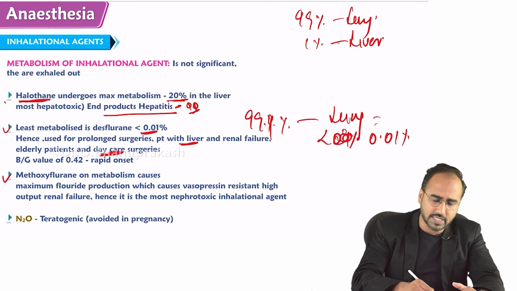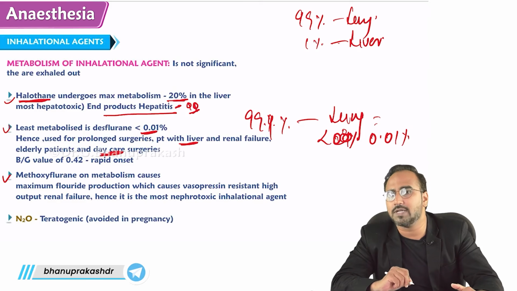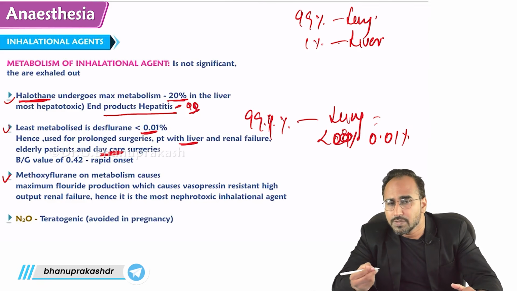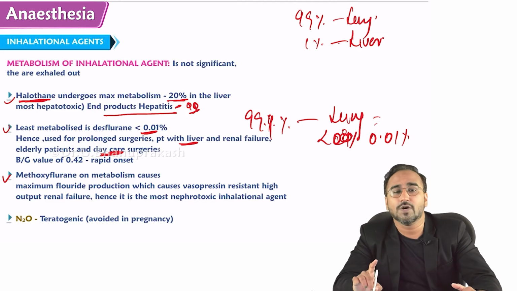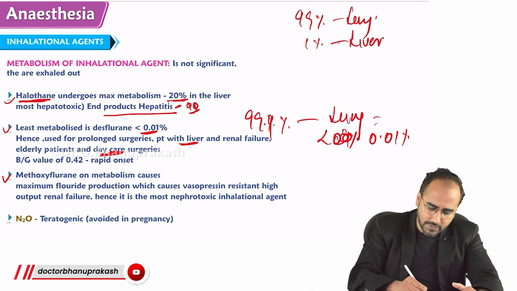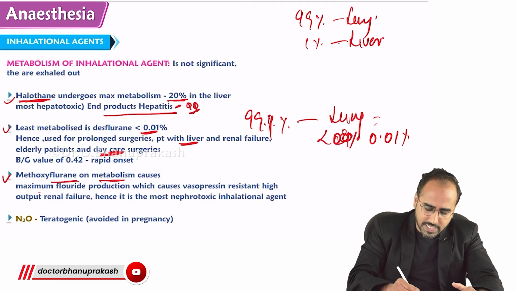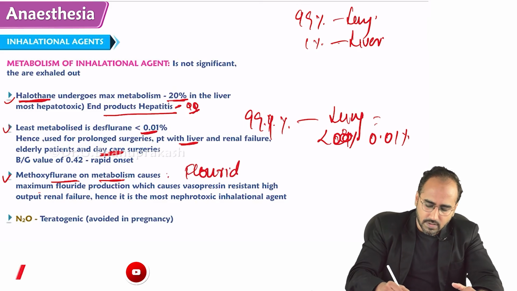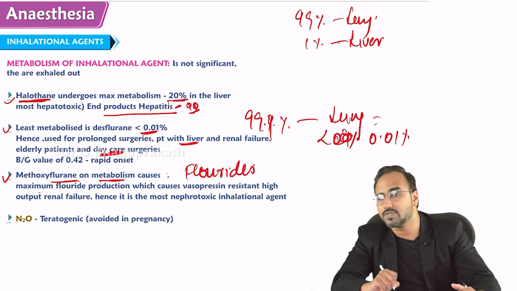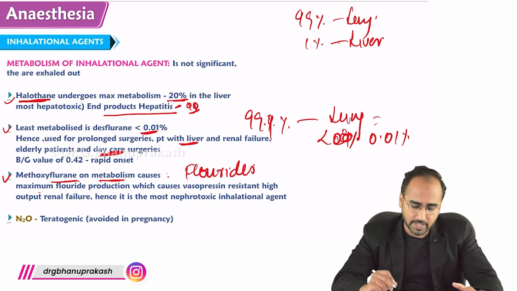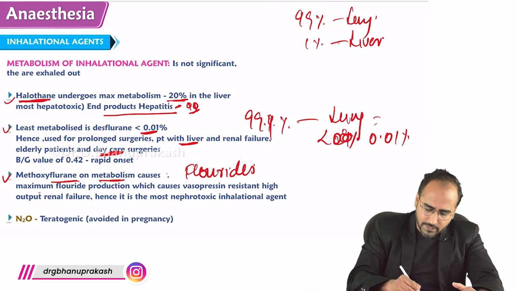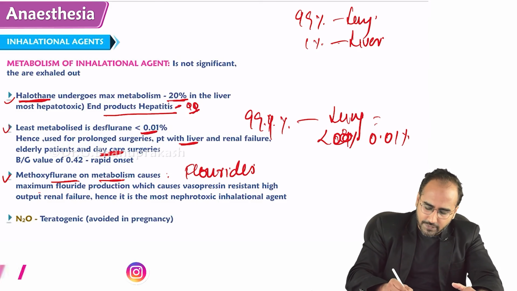The last thing is methoxyflurane. Regarding methoxyflurane, what we need to remember is that after being metabolized, it produces fluorides, and that fluoride production can cause renal failure. Methoxyflurane on metabolism produces fluoride, hence it is the most nephrotoxic inhalational agent.